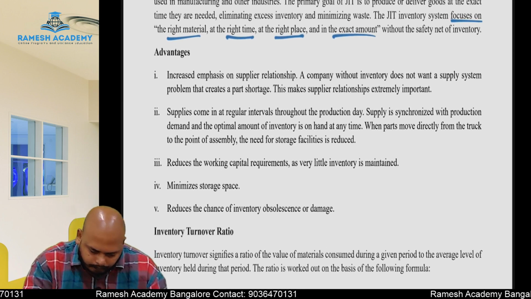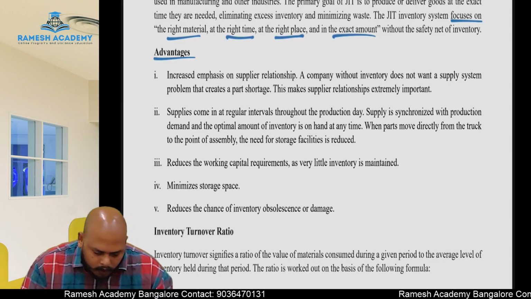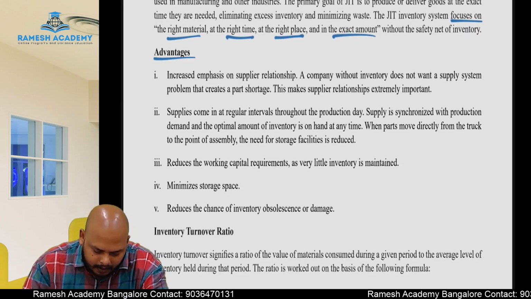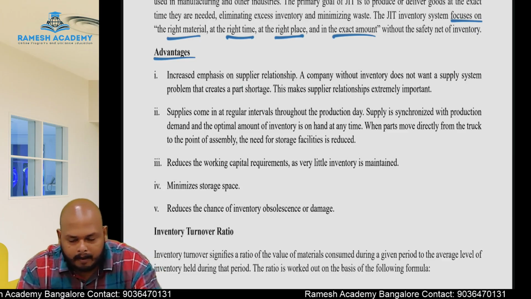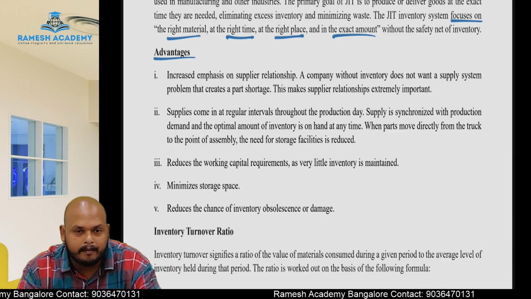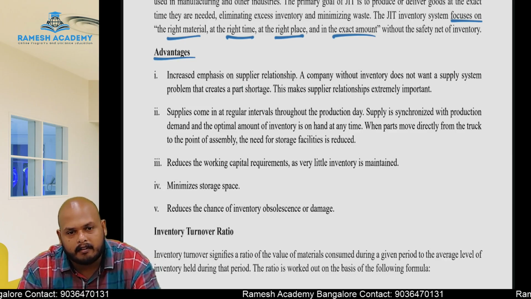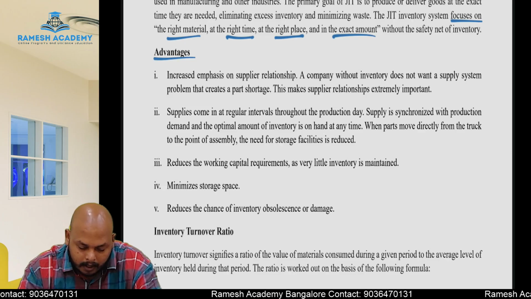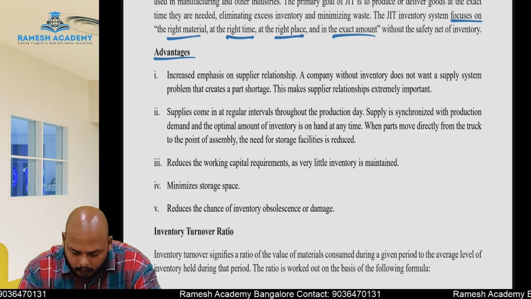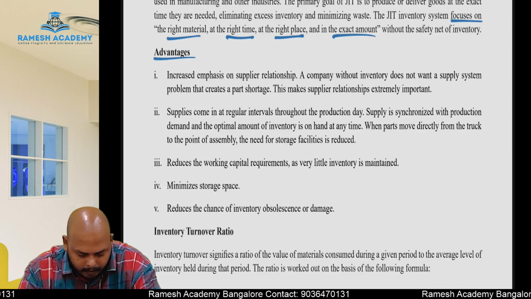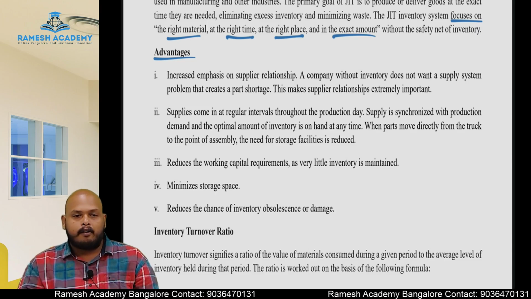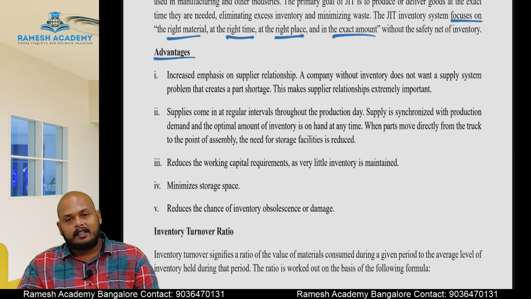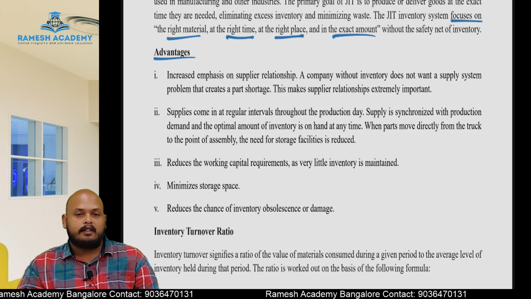Advantages. What are the advantages of just in time? Increased emphasis on supplier relationship. Why? Because when we are ordering the raw material on a regular basis from one supplier only, it will create a supplier relationship also. A company without inventory does not want a supply system problem that creates a part shortage. This makes supplier relationships extremely important. In the just in time concept, we are not maintaining any extra stock. That is the reason we have to maintain a good relationship with the supplier.